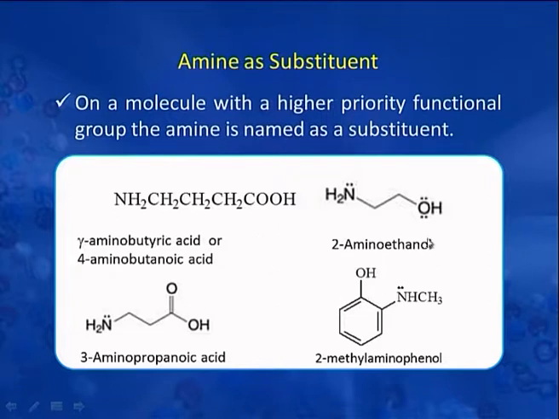Here in this case, this is 2-aminoethanol because the hydroxy group takes priority over the amino group. Similarly, in this case also it is 2-methylaminophenol. Position 2 of phenol has a methylamino group, hence the name. In this particular case, this is a carboxylic acid, a 3-carbon carboxylic acid is propanoic acid with position 3 having an amino group, hence the name is 3-aminopropanoic acid.